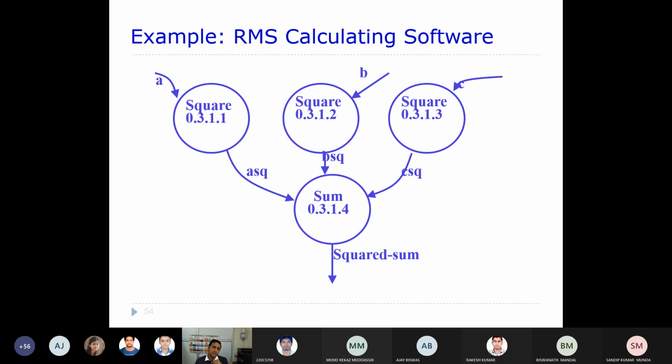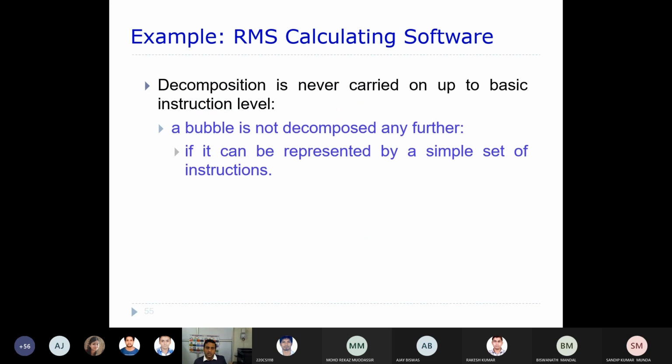The first processing takes input A, the second B, and the third one C. The first processing function calculates A square, the second calculates B square, and the third calculates C square. Now these A square, B square, C square are given as an input to the sum function. This sum function calculates the squared sum: A square plus B square plus C square. Now you can see we are still going to a level of abstraction. Okay, we'll stop here at this point of time.